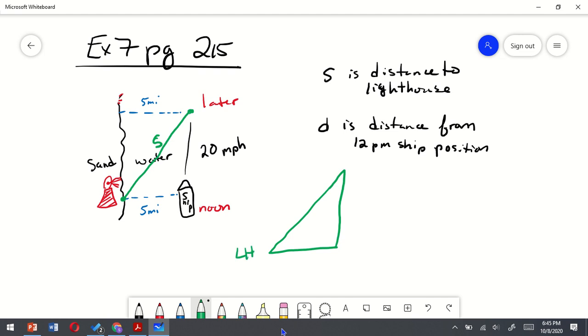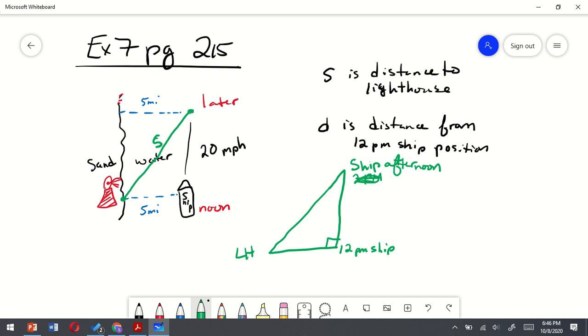So this is the lighthouse. This is the ship now at, like, 2 p.m. or whatever, later afternoon. And this is the 12 p.m. ship, the spot that it was at noon. So because we end up with this right triangle, we know it's a right angle because this side and that side are parallel. This would then be a transversal, if that's a language that you speak.